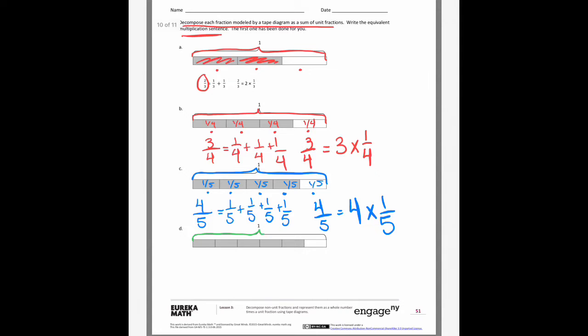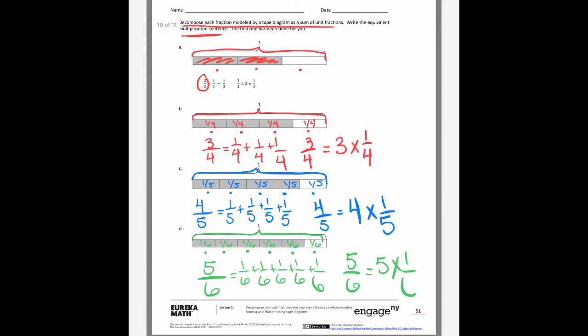All right. And then on the last one, this one is made up of 1, 2, 3, 4, 5, 6 parts. And that means this is sixths, and it looks like we only have 5/6 shaded. So we're going to represent 5/6 as 1/6 plus 1/6 plus 1/6, all 5 times, plus 1/6 plus 1/6. And then as a multiplication problem, it would be 5/6 equals 5 times 1/6. So now that we make that connection, multiplication is a little bit easier.